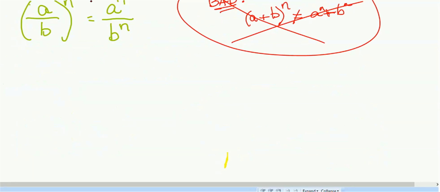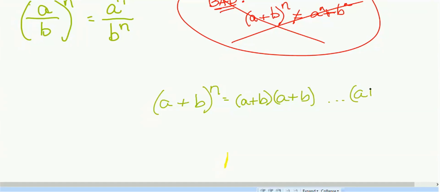When you have a binomial raised to the nth power, a plus b to the nth power, what are you going to do? You're going to multiply a plus b times itself, n times. You do what you would do if you had 2 to the nth power: 2 times 2 times 2, n times. Remember, a binomial is just a number. You treat it as though you would treat a y or an x. So keep that in mind.